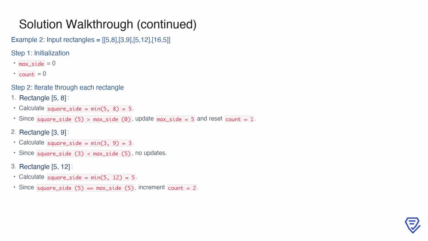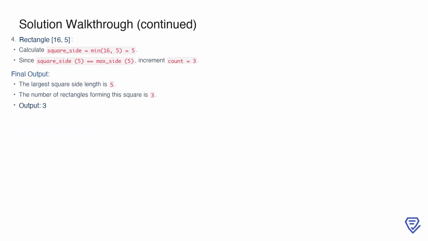the largest square. For the final rectangle in this example, 16, 5, the square side length is min(16, 5) equals 5. Once again, this matches the current max_side of 5, so we increment count to 3. After processing all the rectangles, the largest square side length remains 5, and there are 3 rectangles that can form this square. Thus, the output for this example is also 3.